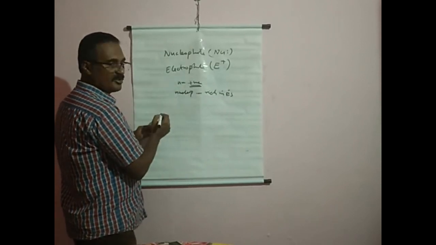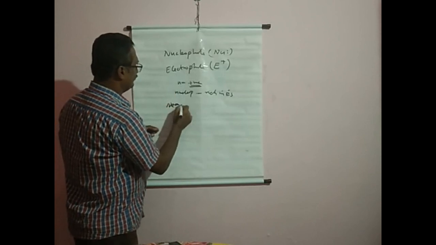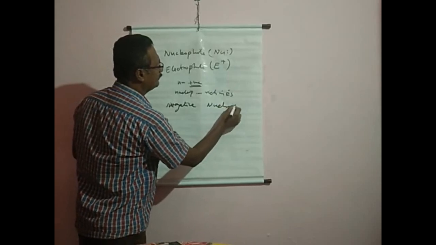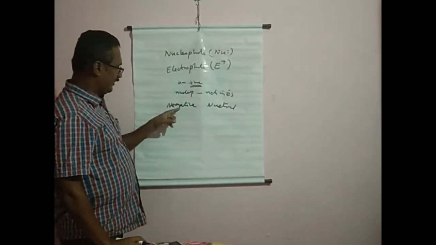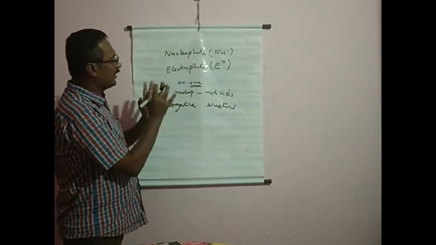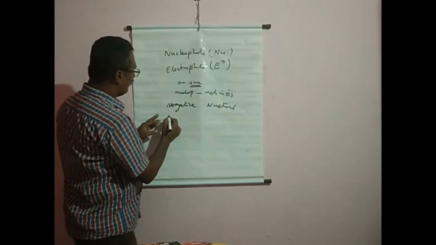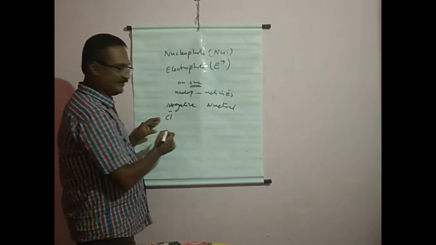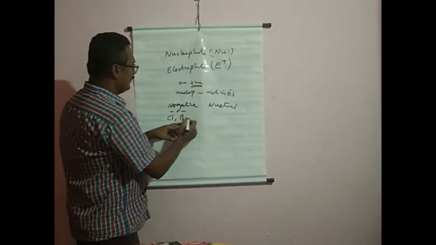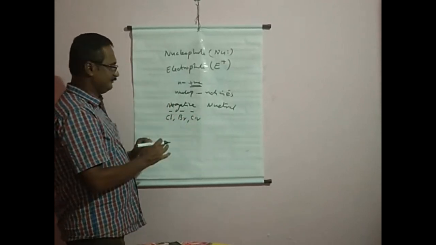The nucleophiles are of two types. One is negative nucleophiles, another is neutral nucleophiles. Whether it is negative or neutral, the nucleophile must be rich in electrons. Examples of negative nucleophiles are Cl minus, Br minus, CN minus, all rich in electrons. These are all negative nucleophiles.